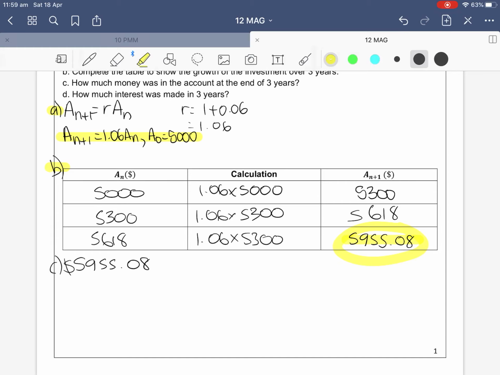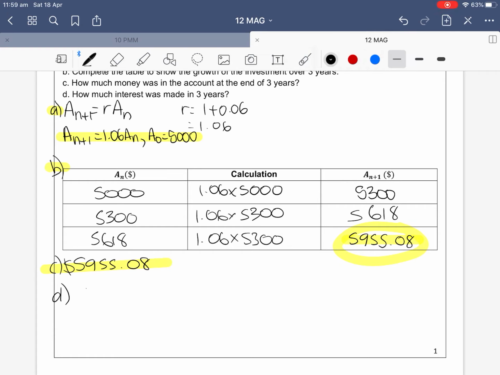5955.08. Okay, nice and easy. And part D says how much interest was made in 3 years. Well, remember guys, if we want to figure out how much interest we have made, if we started with $5,000, we now have $5,955.08. We're simply going to subtract 5,000 from the amount we have now.